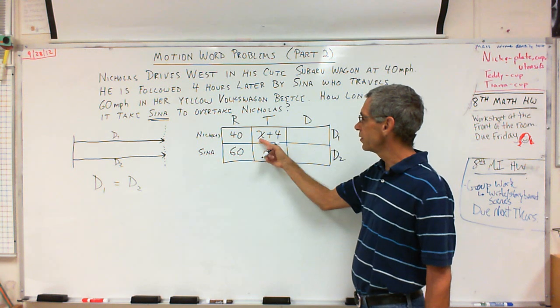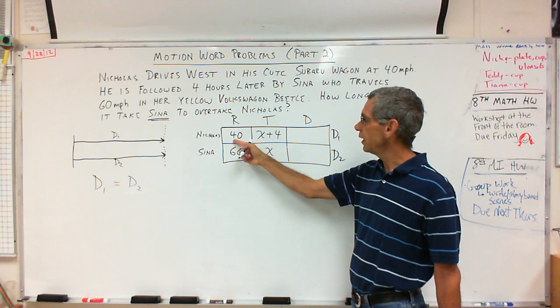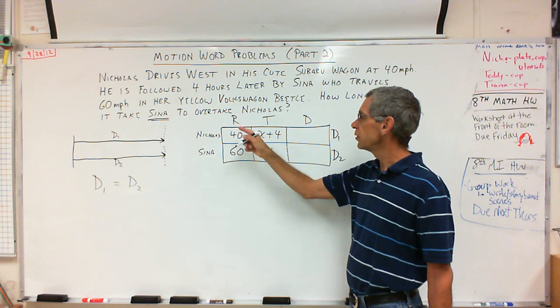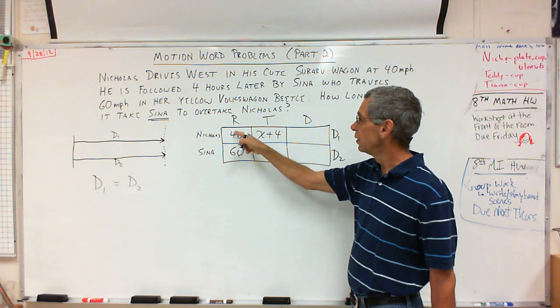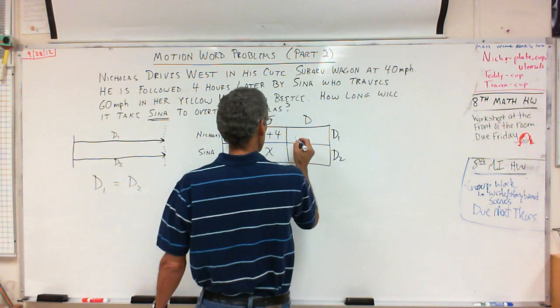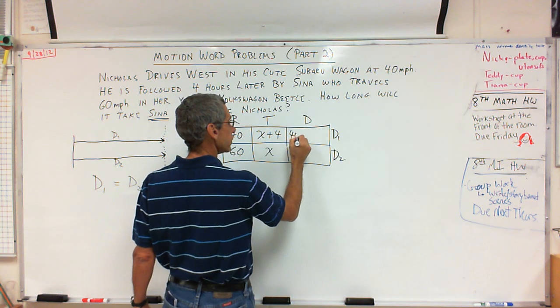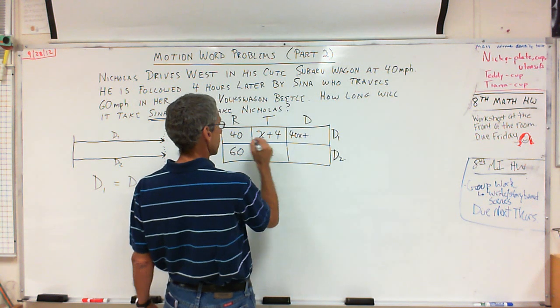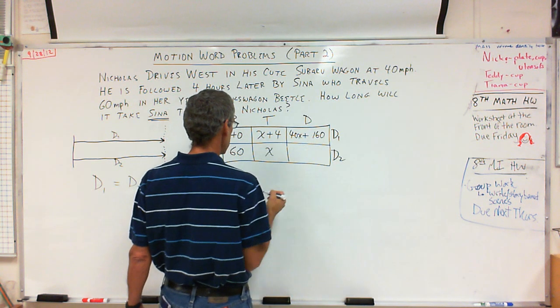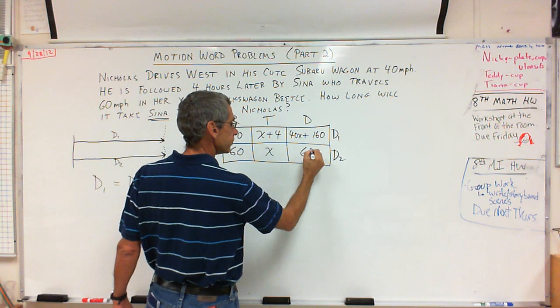So 40, now this is going to be distributive property. It's 40 times x plus 4. So you're going to have to do 40 times x and 40 times 4. So 40 times x is 40x plus 160, I believe. And then we have 60x here.